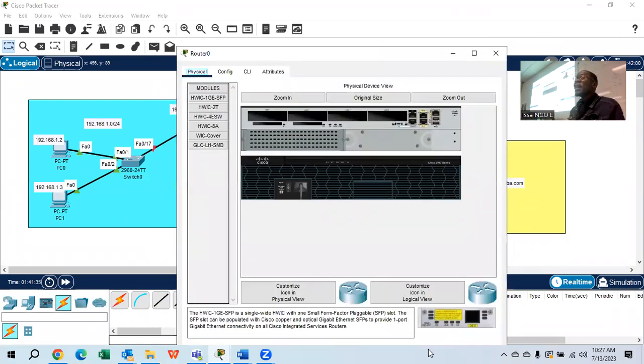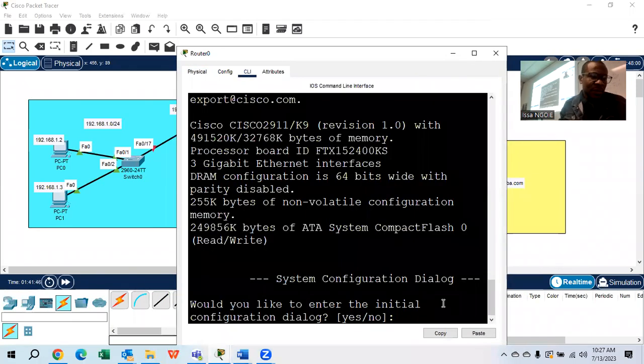So now when you are configuring something, don't start rushing. For every step, try to learn how your network will react, because it's opening your mind. What does it mean by this? Would you like to enter the initial configuration dialog? When you say yes, it means the router will start assisting you. What is your router name? What is your IP address? You understand? But we don't want that. We just say no.